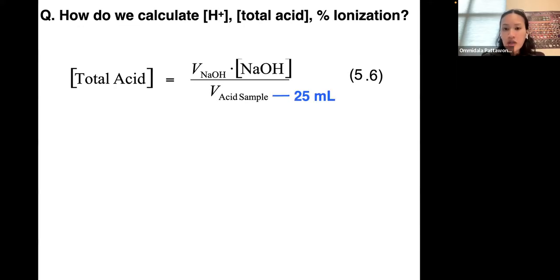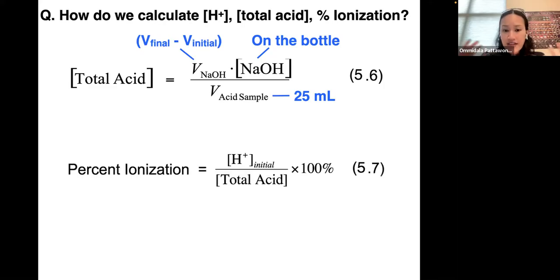In this case, we are going to measure out 25 milliliters of the acid using the pipette. The volume of sodium hydroxide comes from the reading of the burette. You are going to read the initial and the final after it reaches the endpoint. The concentration of sodium hydroxide would be written on the bottle, so you have to jot down the concentration of sodium hydroxide as you did last time.